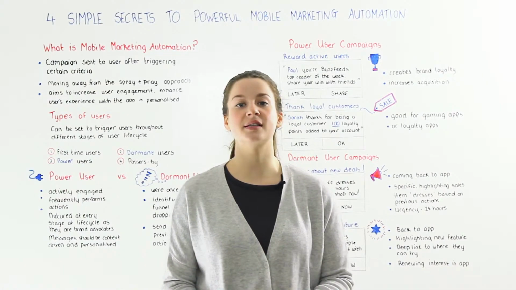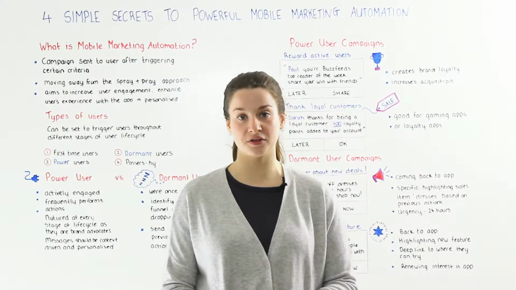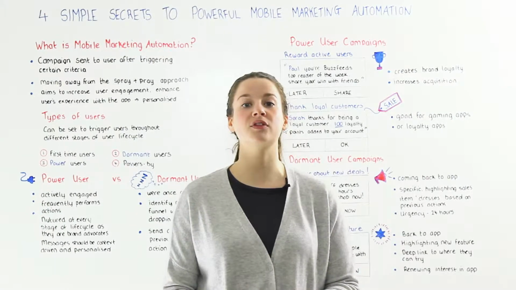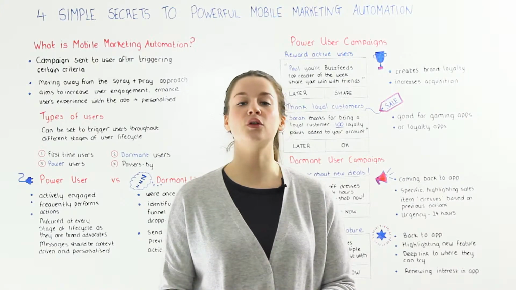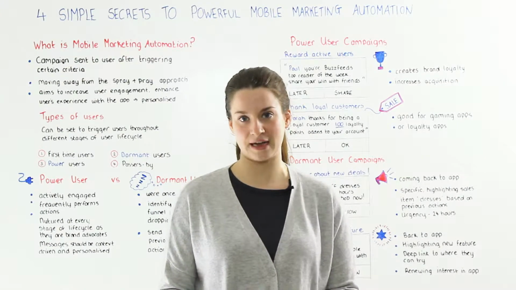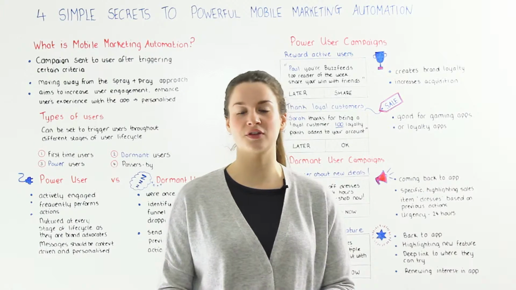So far through this series, we've looked at different methods of onboarding your users. We've looked at social login, and we've looked at permissions as well. So now that you're set up and ready to go, let's look at how you can create mobile marketing automation campaigns to engage your users right through the lifecycle. So let's get into it.